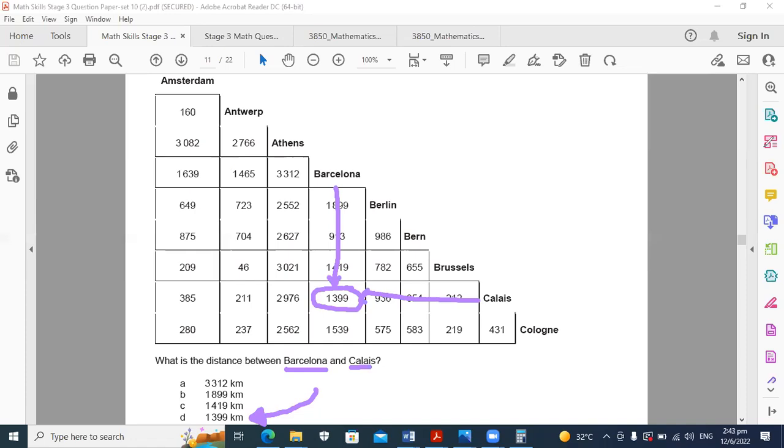What is the distance between Amsterdam and Brussels? 209. 209, correct. Amsterdam and Brussels. All right, very good.